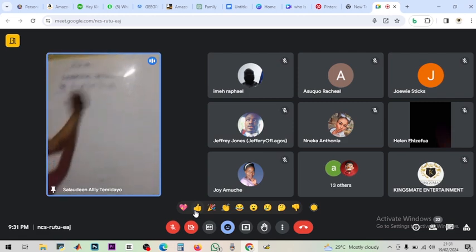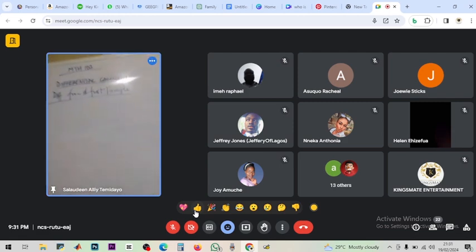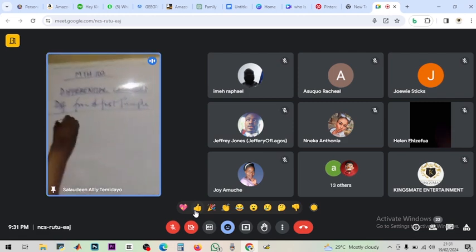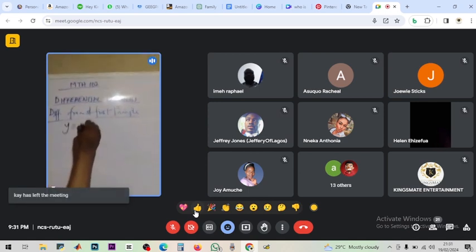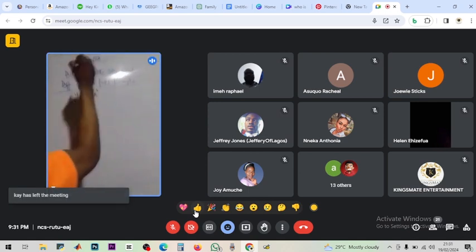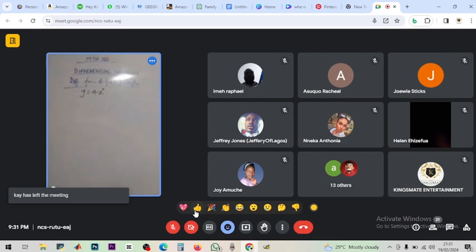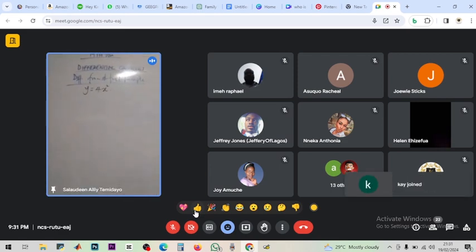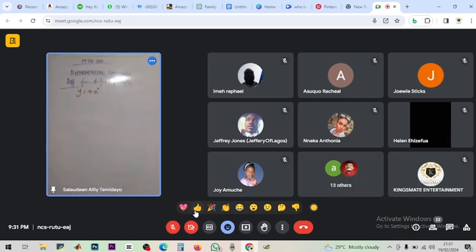What we are going to have now is: differentiate from the first principle y equals 4x squared. More interesting. It's a handsome question. This is definitely 8x at the end of the day.